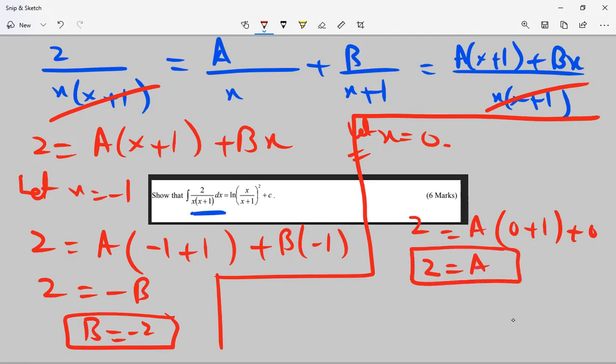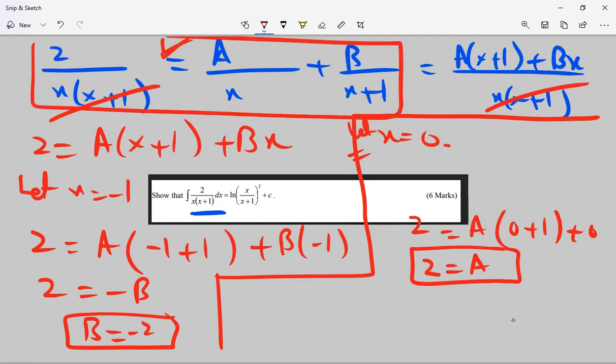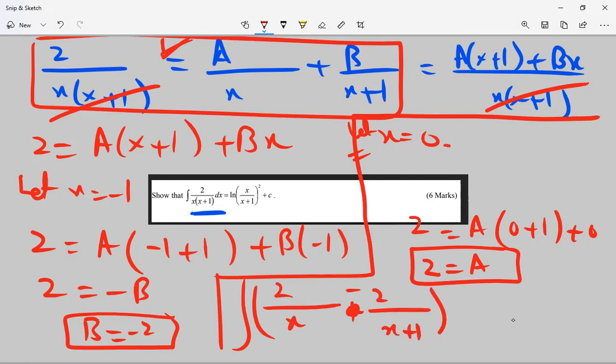Now see this fraction. This is equivalent to this one. The a will be replaced by 2 upon x, bracket, plus sign. B will be replaced by minus 2, then minus 2 upon (x plus 1). The integration will be given to both the terms. The final one, I'm changing the color. Like see this one.